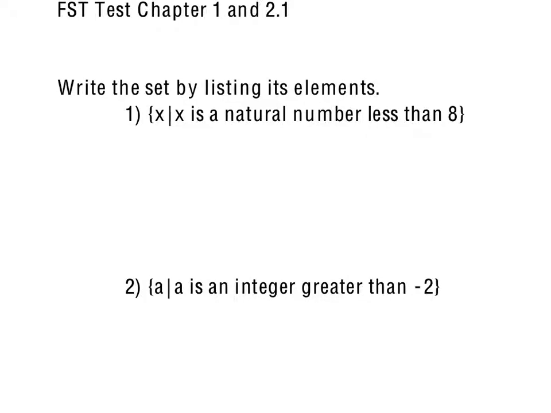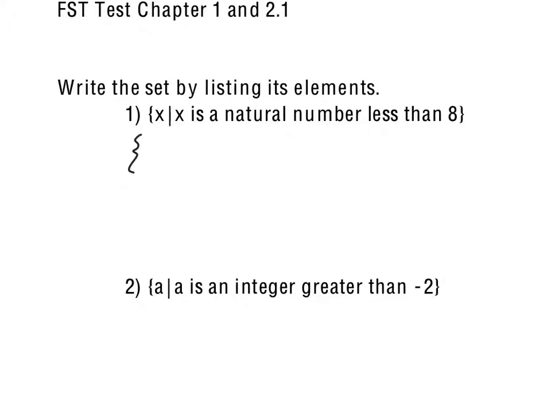This video is for the Chapter 1 and 2.1 FST test. We'll get started here with number 1. We just need to list the elements for the set. Let's see, so we write that with our set bracket, or brace. And x is a natural number less than 8.